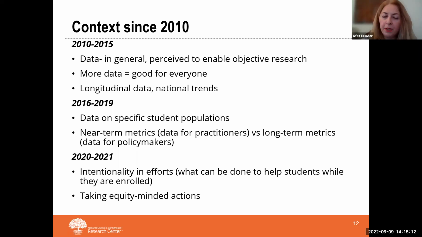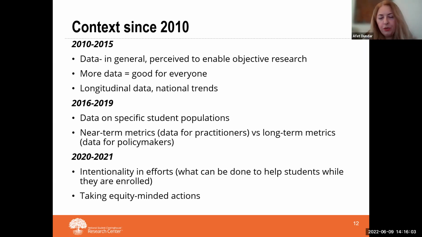Long-term metrics such as completion are good for policymakers, institutional, state, or national, when they look at a cohort and say, okay, this cohort had 50-something percent completion. But it is too late for those students themselves because they left. This is a historical cohort. So we look at those long-term metrics as being for policymakers, but near-term metrics such as credit accumulation rate and credit completion ratio are more for practitioners, because we're hoping practitioners can use those metrics to help students while they are enrolled. They haven't left the institution. Some other terms used for this are leading indicators for near-term metrics and lagging indicators for long-term metrics.